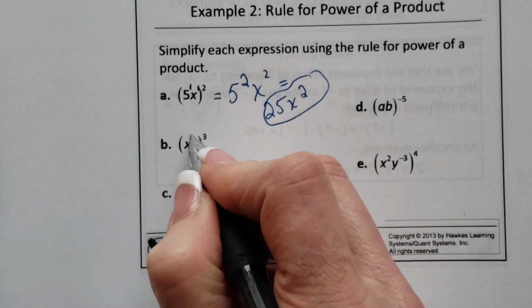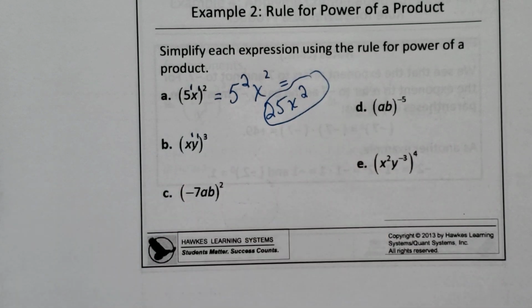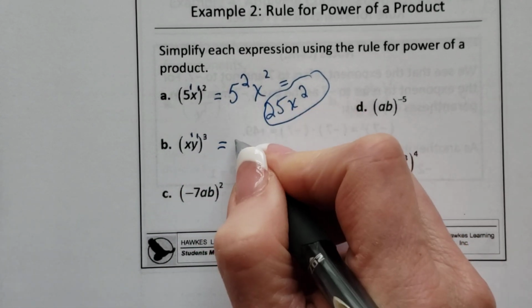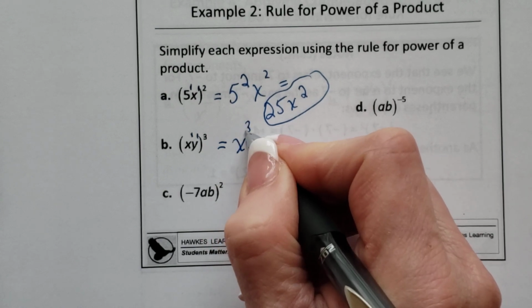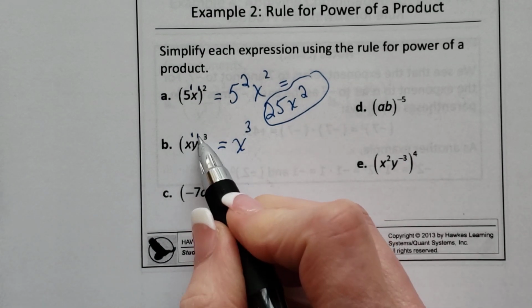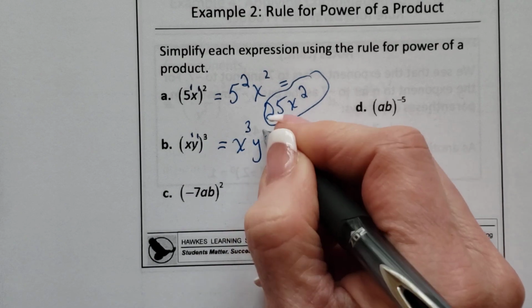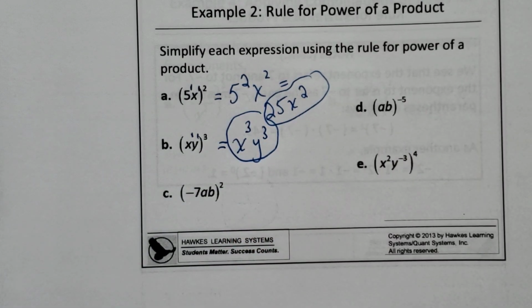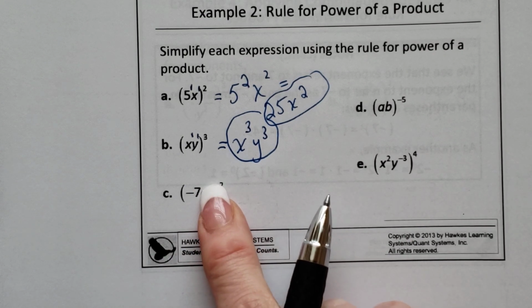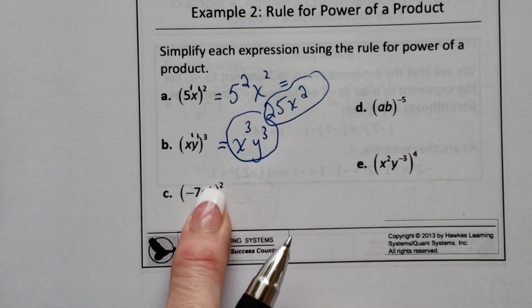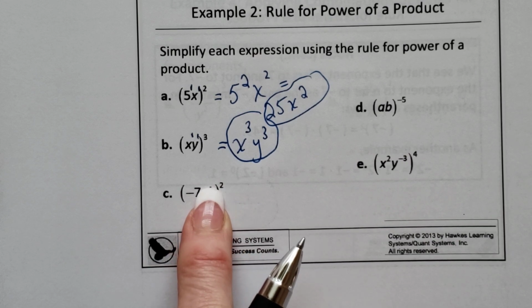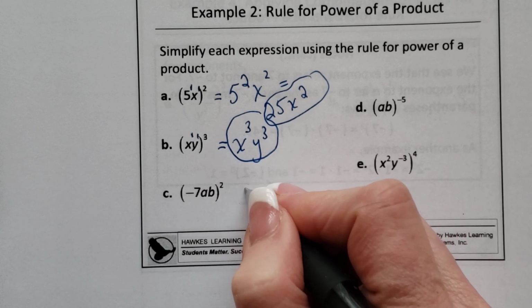Letter B, we have 2 invisible 1s. So x raised to the third power is x to the third, and then y raised to the third power is y to the third. That's our final answer. Letter C, now ignore those 2 variables for a second. So basically this would be negative 7 squared, right? So negative 7 times negative 7 is positive 49.